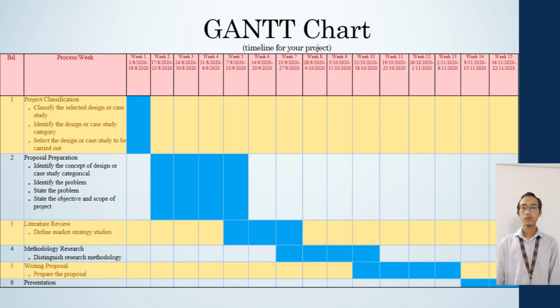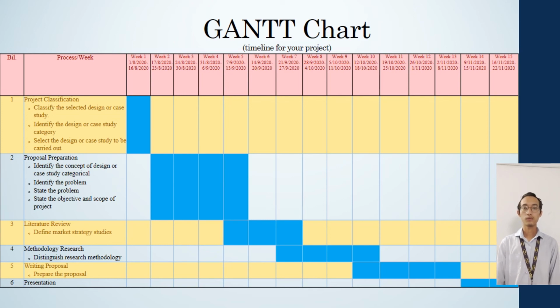And for week 2 until week 5, we took 1 month to do our proposal preparation. Under our proposal preparation, it is to identify the concept of design or case study by categories. And the third one is the literature review, and it took 3 weeks. And the next one is methodology research. It took 4 weeks, from week 7 until week 10.